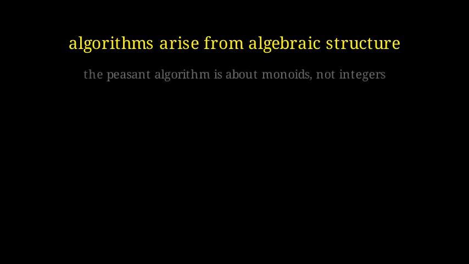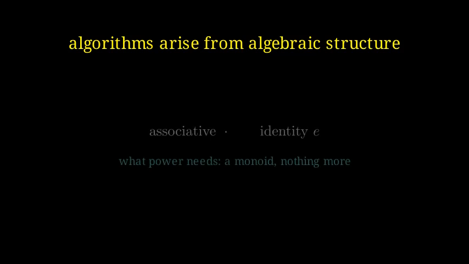This is Stepanov's central idea. Algorithms arise from algebraic structure. The Peasant algorithm is not really about integers, it is about monoids. Once you see that, you start to find it everywhere. So the algorithm was never really about numbers. So what does power actually require of a type? An associative operation and an identity. A monoid and nothing more. State that requirement precisely, and the algorithm runs on anything that satisfies it.